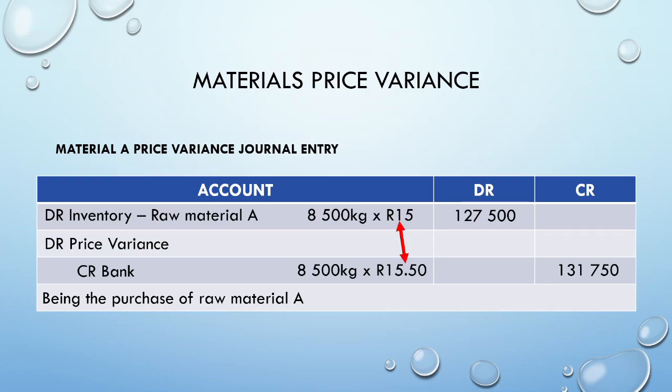Why is it the price variance? Because only our price varied. The quantity is consistent at 8,500 kgs. Is it a favorable or unfavorable variance? And we see here that it is an unfavorable variance, as it is an expense on the debit side. And then our calculation there is the 8,500 kgs multiplied by the difference in price of 50 cents.